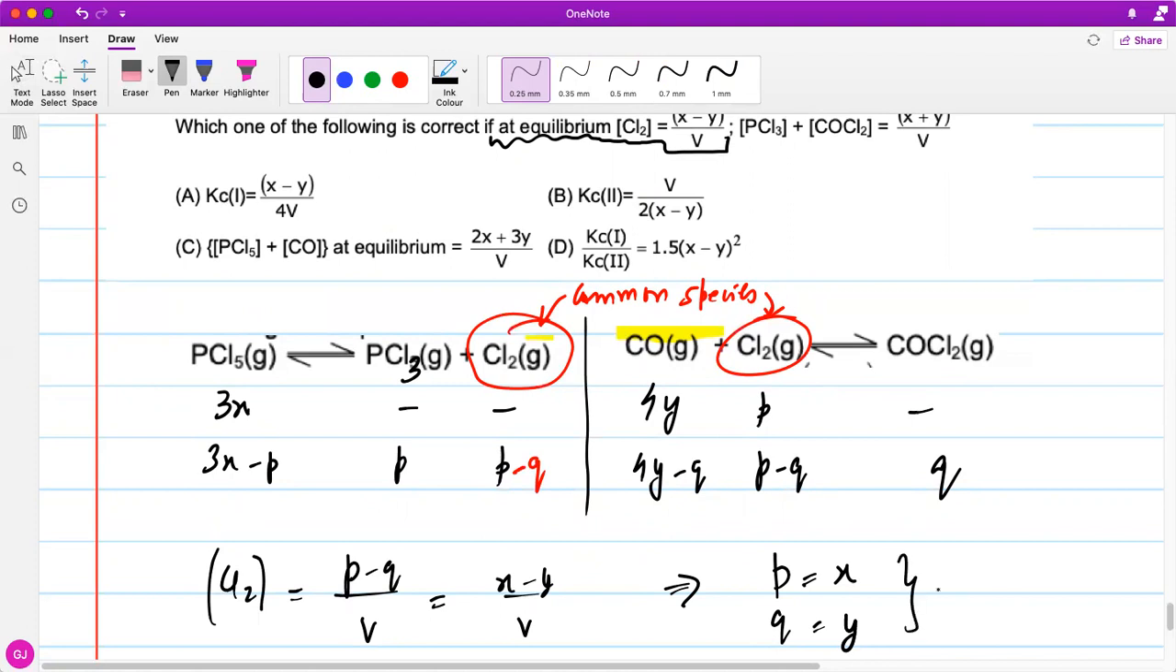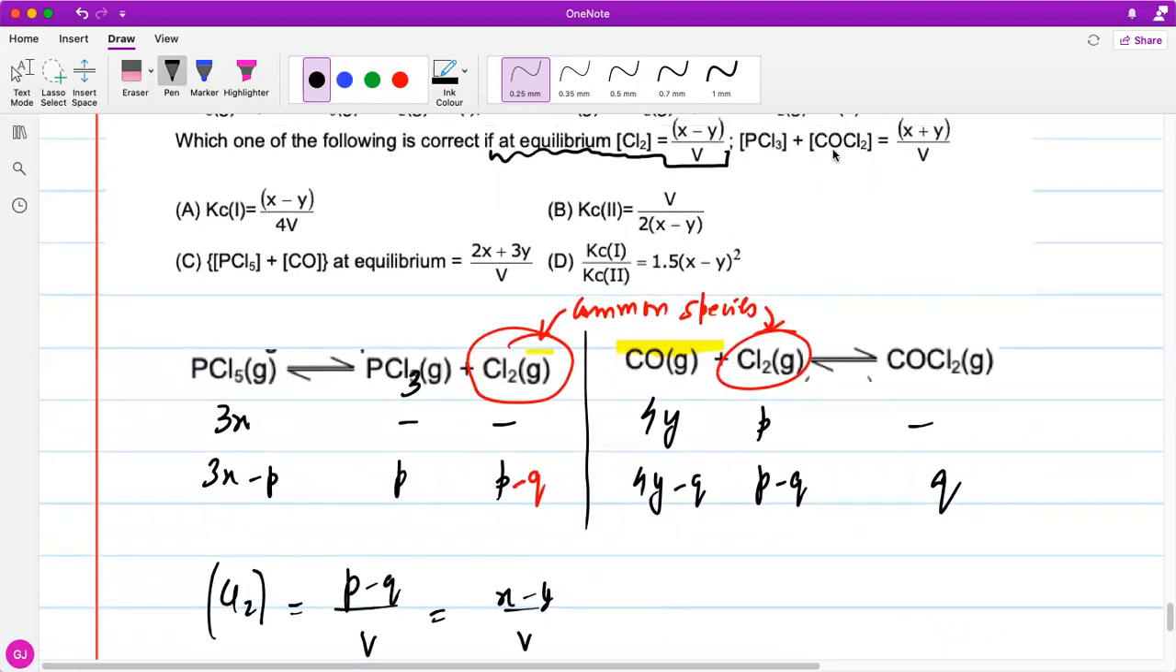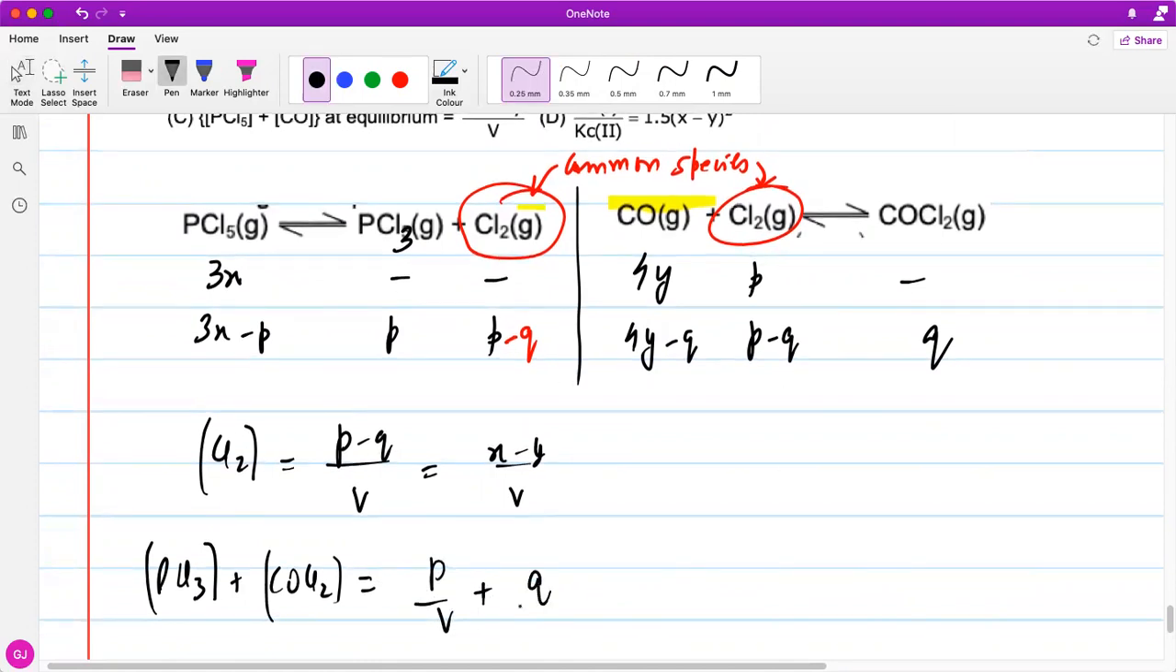This is a possible solution, that P is equal to X and Q is equal to Y. Now with that in mind, if we look at another data that is given to us, that will make us certain what P and Q are. Let me actually not just do the comparison. Let me put the equations also. PCl3 concentration and COCl2 concentration. PCl3 is P by V and COCl2 is Q by V. That makes it P plus Q by V.